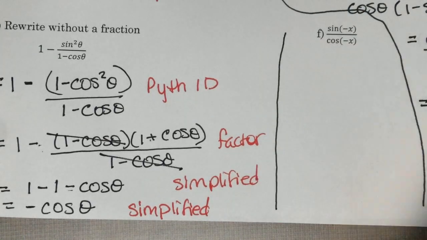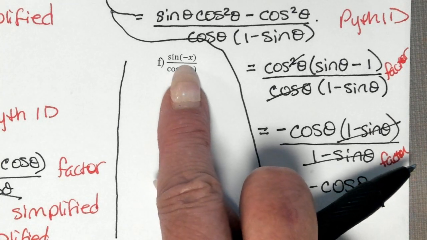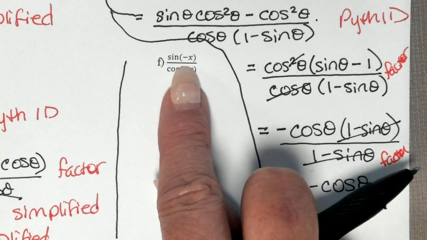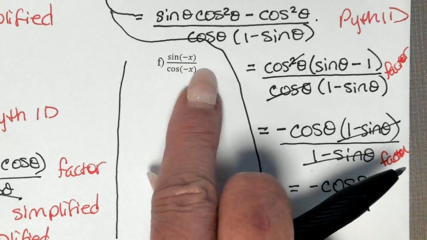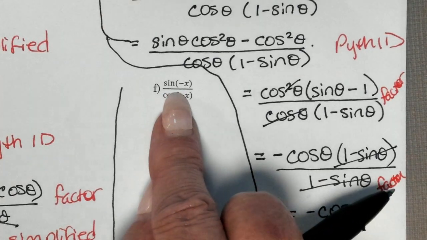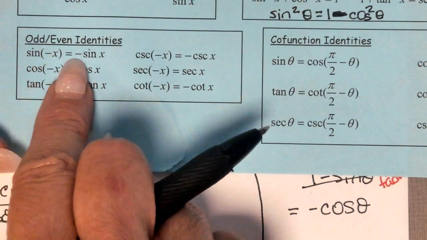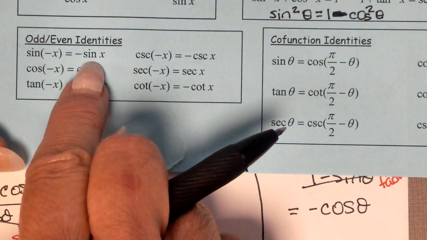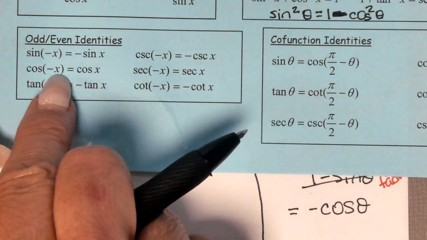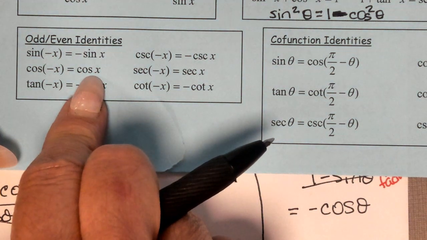Okay, the last problem. We've got our odd and even functions right here. Now, if you remember, our odd function, if we have a sine of negative x, we can rewrite that as negative sine x. And if we have a cosine of negative x, it's the very same thing. We get the very same result. So it's cosine of x.